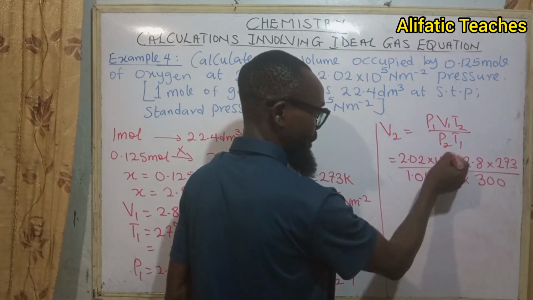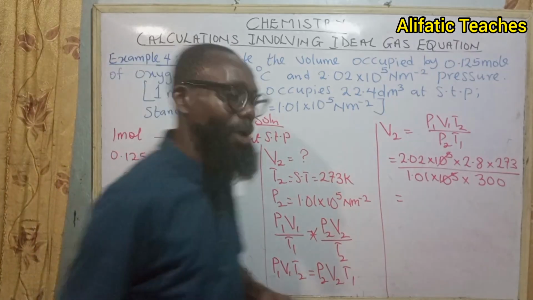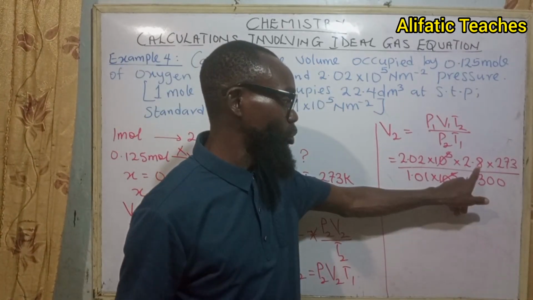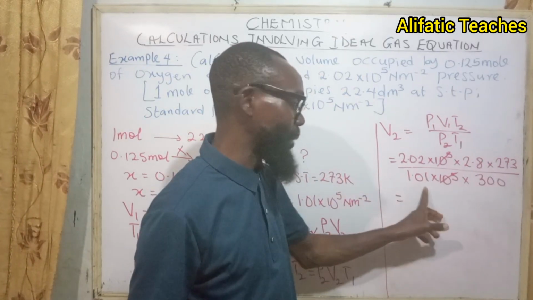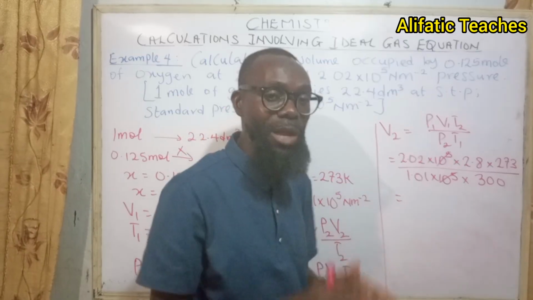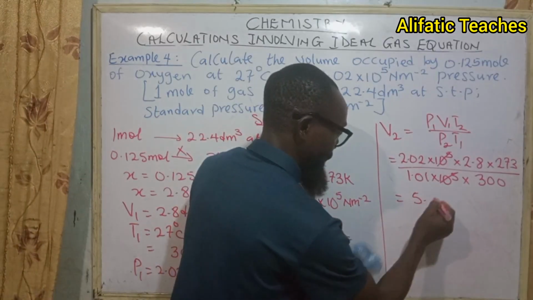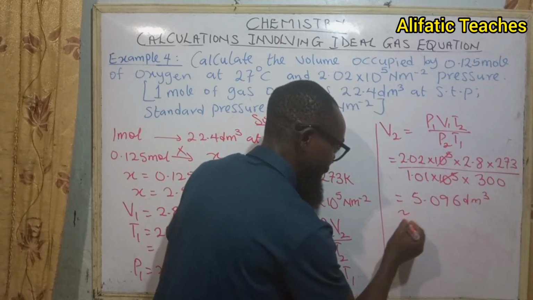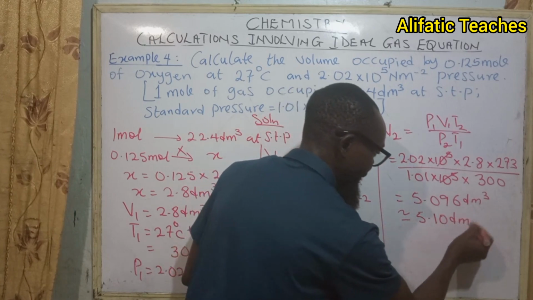Let's cancel this. Now let's multiply the numerator and divide by the denominator. Please, when you are doing your multiplication, 2.02 times 2.8 times 273, divide by 1.01. Then divide it again by 300. That is how we are going to get the perfect answer. So we have 5.096 decimeter cube, approximately 5.10 decimeter cube.